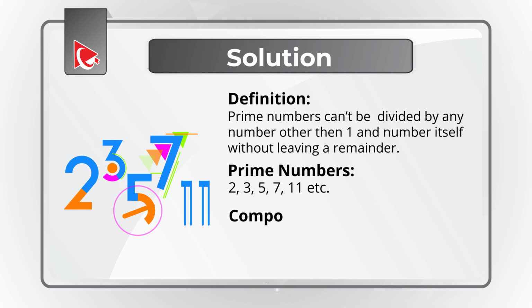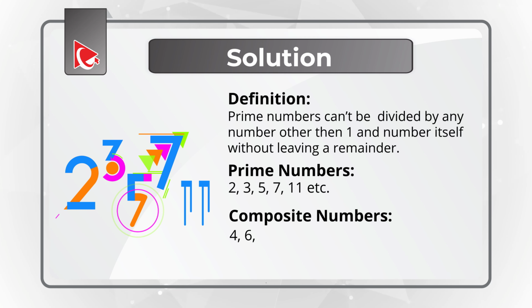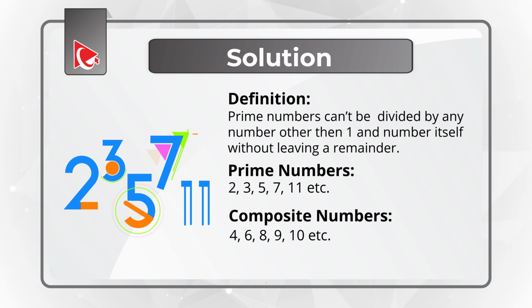The opposite of prime numbers are composite numbers, and examples of those would be 4, which can be divided by 2, 6, which can be divided by 2 and 3, 8, which can be divided by 2 and 4, 9, 10, and you can continue the sequence.